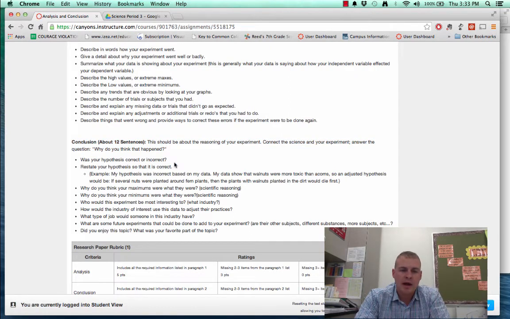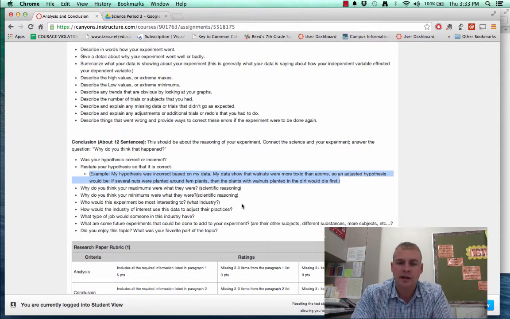Was your hypothesis correct or incorrect? And it's not bad if it's incorrect. Okay, if it is incorrect, you need to restate your hypothesis so that it is correct. So I gave you an example here. My hypothesis was incorrect based on my data. My data shows that walnuts were more toxic than acorns.